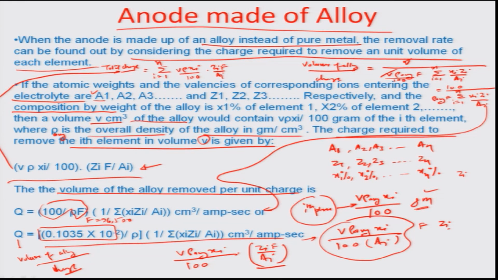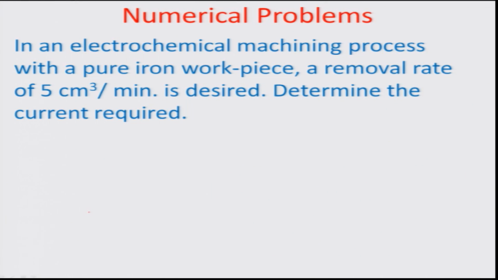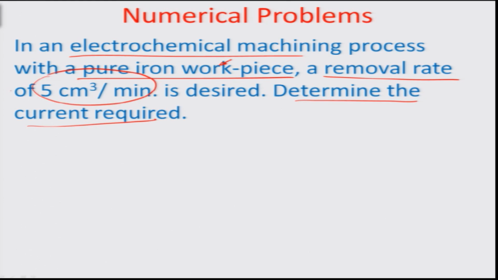So let us now look into a more numerically oriented approach in order to predict some of these things. For example, if I were to give you a situation where in an electrochemical machining process there is a pure iron workpiece that is to be removed, and we wanted to find out what is the current that is required for a certain volume removal rate, which has been given here. For example, the volume removal rate here given is 5 centimeter cube per minute.